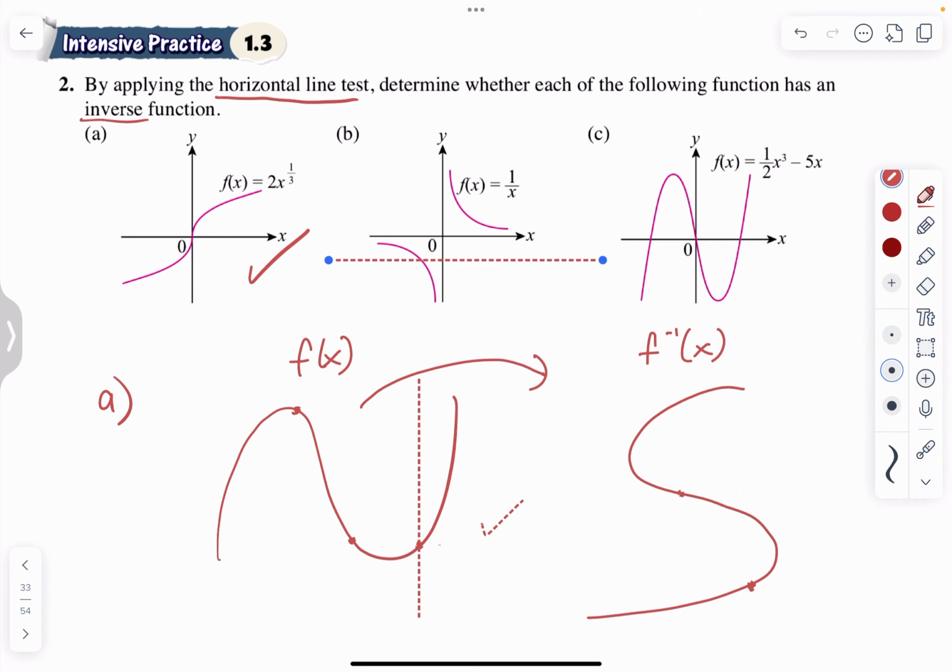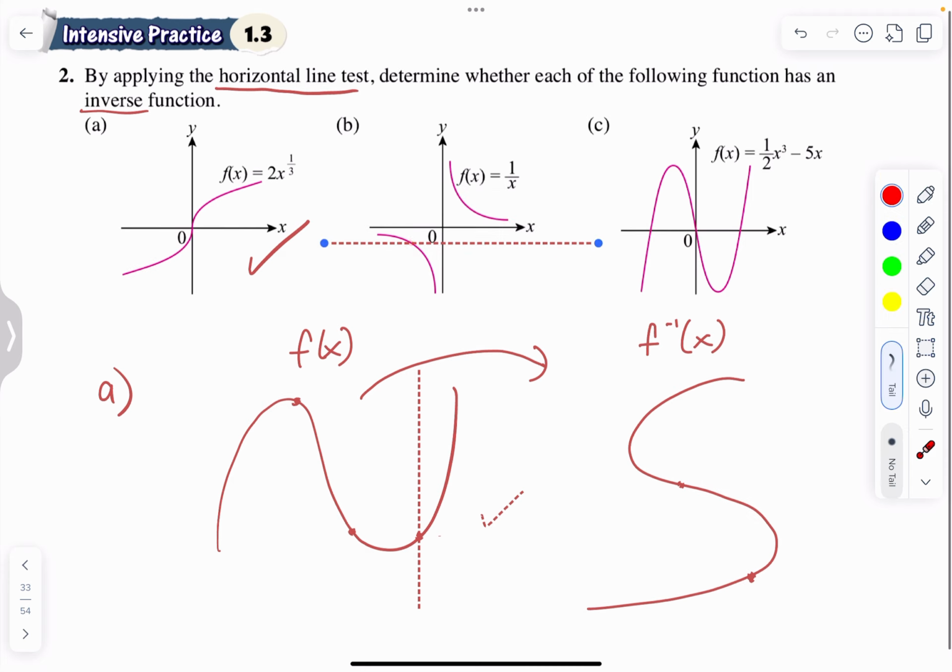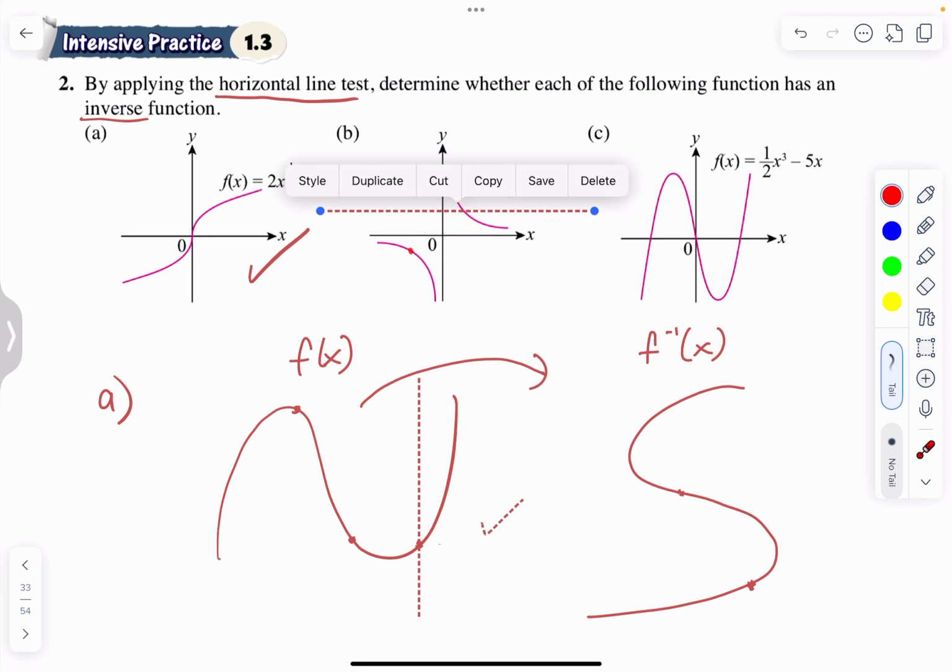Okay, then we bring it here. Here also it cuts at one point only throughout. Okay, it only cuts at one point. When we move this up here, it also cuts at one point only. So this is also a function.